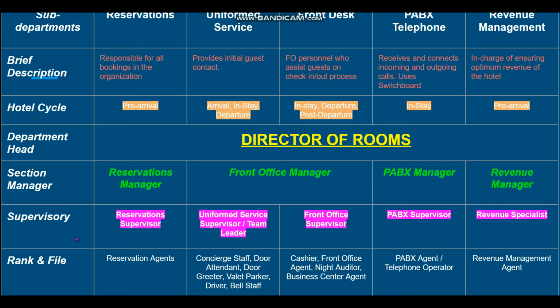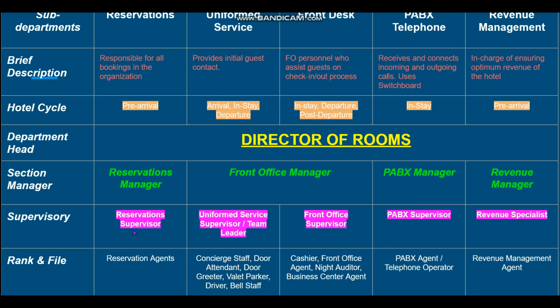Under the supervisory level, we have the reservation supervisor, who is directly reporting to the reservations manager. We also have the team leaders or supervisors for the uniform service and the front office supervisor under the front office manager. The PABX supervisor is under the PABX manager, and a revenue specialist is under the revenue manager. In a 3-star hotel, sometimes the revenue management specialist is no longer needed. It goes directly to the agent, or sometimes they call this a revenue executive.